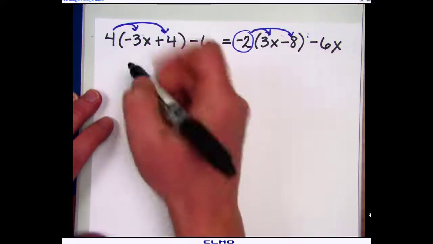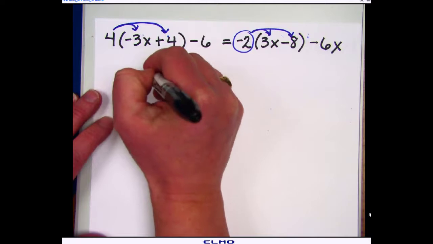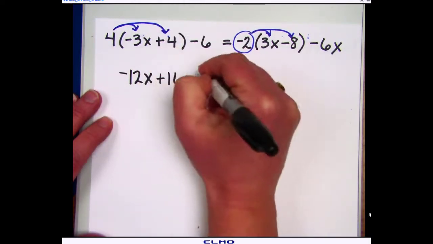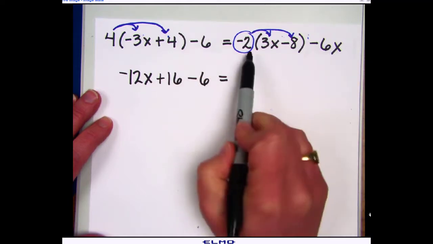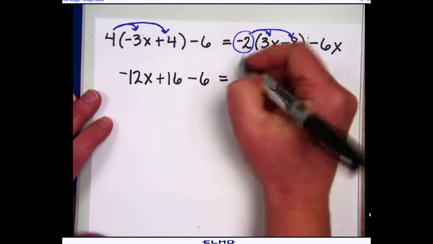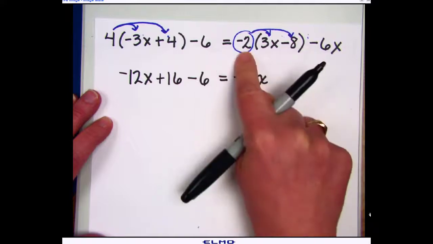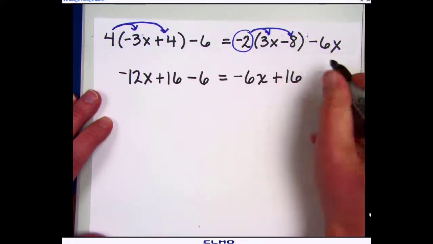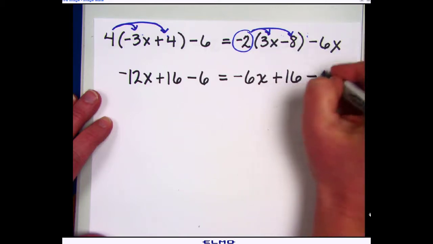4 times -3x is -12x. 4 times 4 is 16 minus the 6. On the right-hand side, -2 times 3x is -6x. -2 times -8 is a +16 minus the 6x.